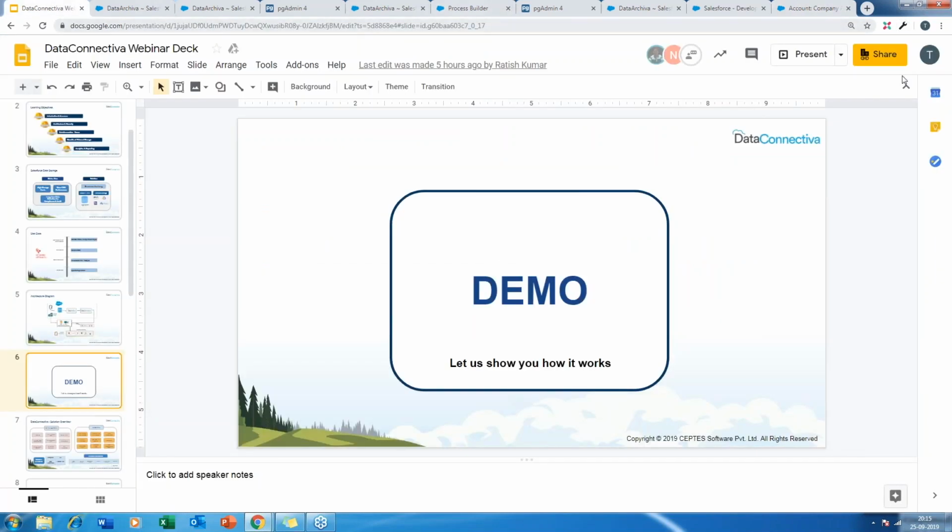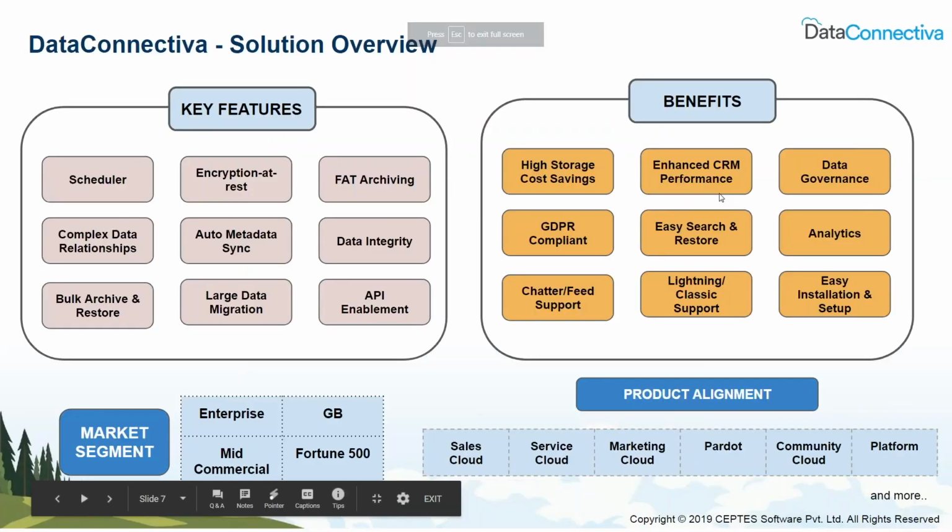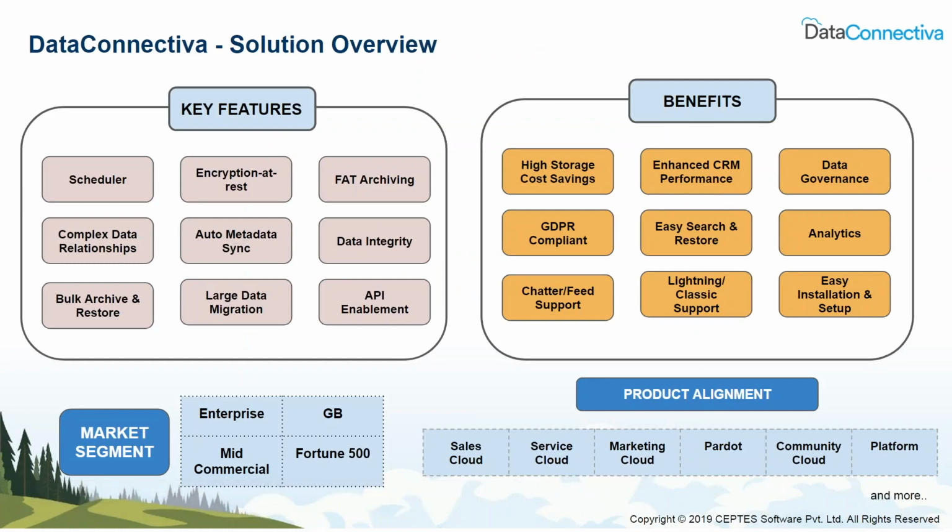Now let's see the key features just to highlight. As we saw, the scheduler is a key feature that allows us to schedule it and forget about it. For sensitive data, we have encryption at rest that comes in handy. And as most of you know, the field history records get deleted within 18 months in Salesforce. But if you need to preserve them, then Data Connectiva has you covered.